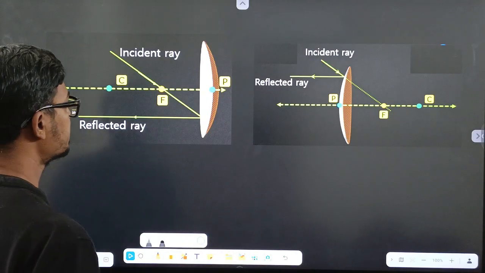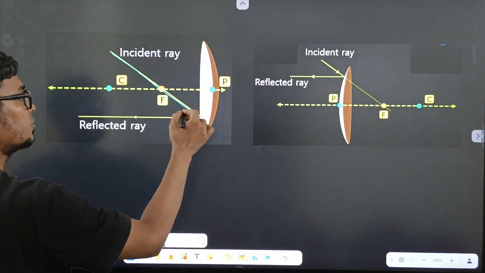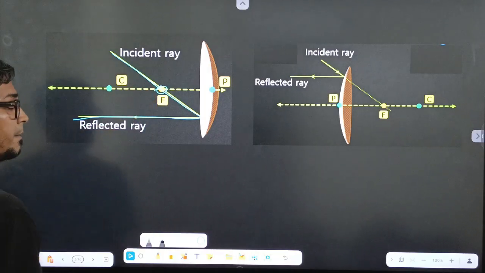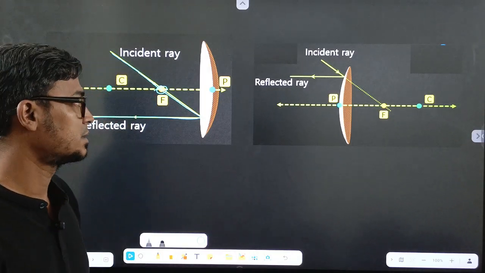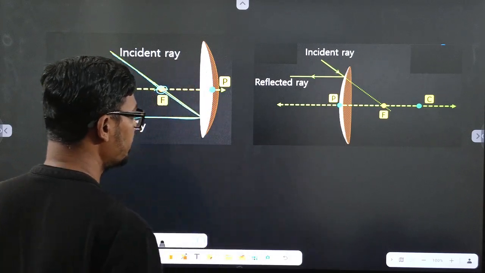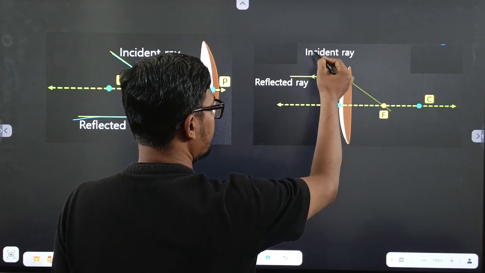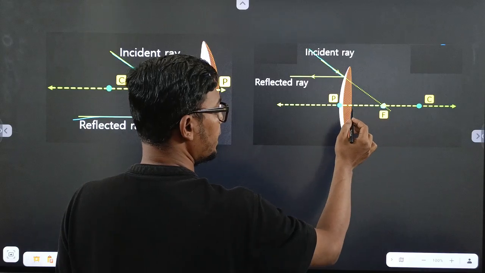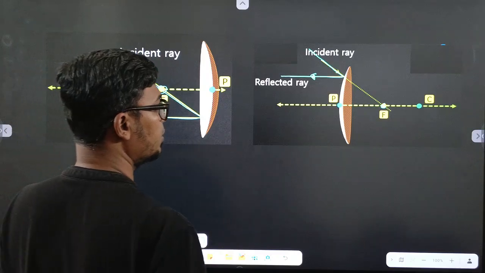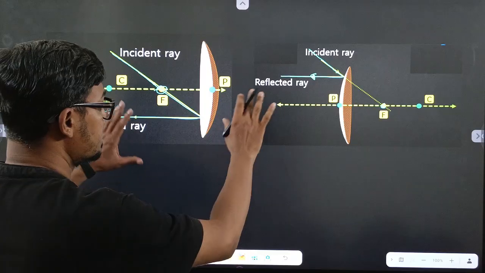Next, rule number 2: when the incident ray goes through the focal point, then the reflecting ray will be parallel with the principal axis. Okay, and for the convex mirror, when the incident ray comes through the focal point, then the reflecting ray will go parallel with the principal axis. Okay, this is the second rule.